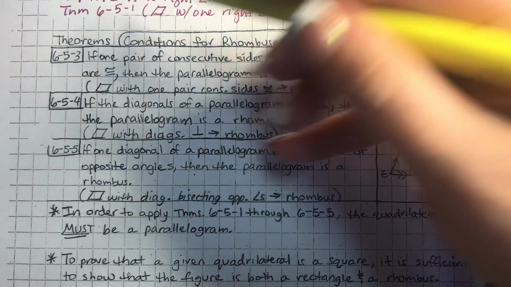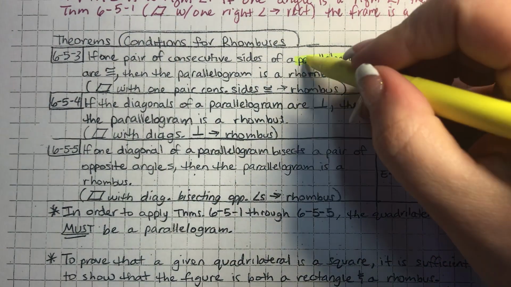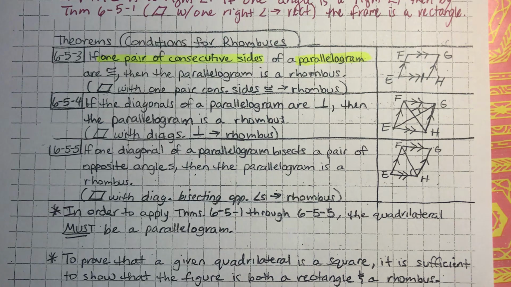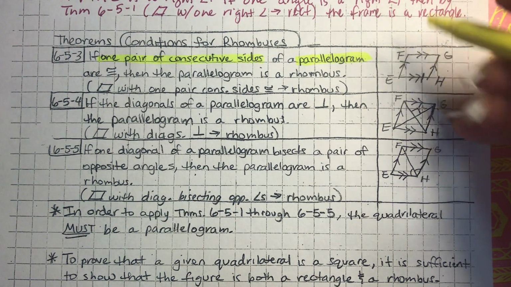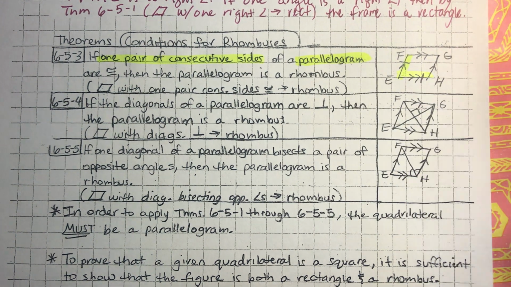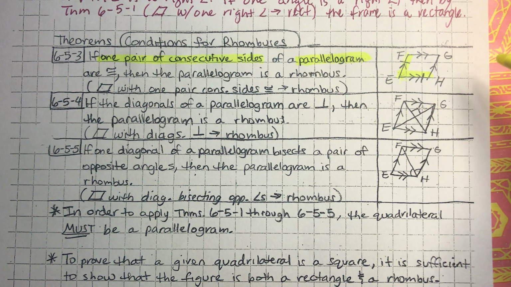So the key thing is if one pair of consecutive sides of a parallelogram. We first need to know that it's a parallelogram, right? Then it says if one pair of consecutive sides, what are consecutive sides? Consecutive sides are sides that are right next to each other. So like here, EF and EH, those are consecutive sides. They're sides that are right next to each other.